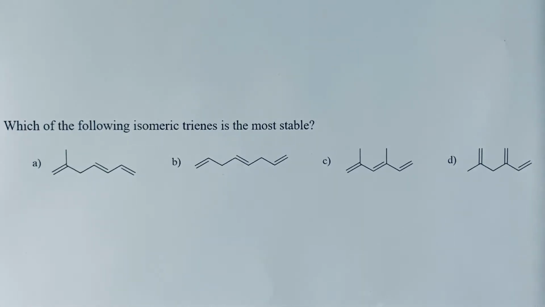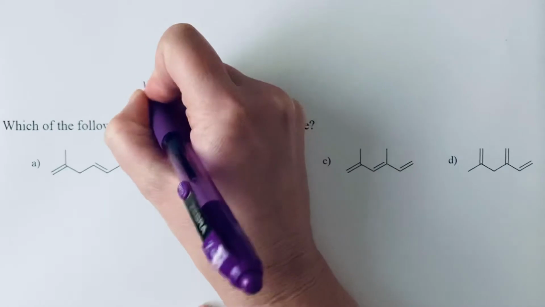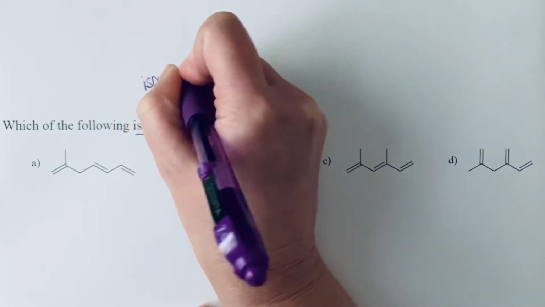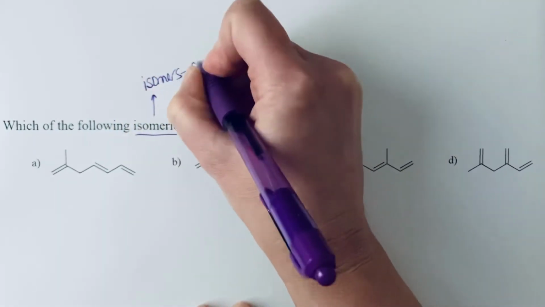Which of the following isomeric trienes is the most stable? So before we start this question, I just want to make sure that we understand the terminology that's in this question. So when we say isomeric, all this is telling us is that all of these trienes, all of these molecules have the same molecular formula. They are isomers of each other.